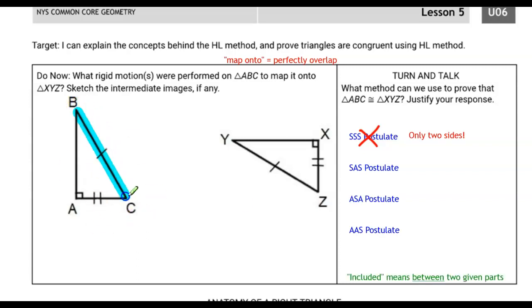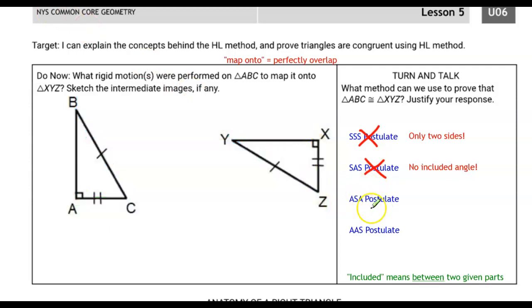So if I look at this shape, I can see that I have a side here. That's side BC, and that's corresponding to side YZ, and those 2 are congruent. I also know that I have side AC, which corresponds to side XZ, and those 2 are also congruent. However, the angle that we're given, which is angle A and angle X respectively, is not the included angle. That's an angle that's not between the 2 sides. So I can't use the SAS postulate either because I don't have 2 sides and the included angle.